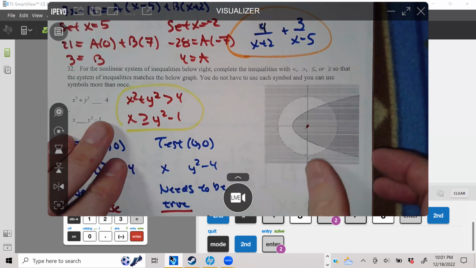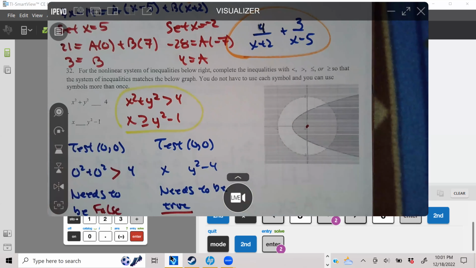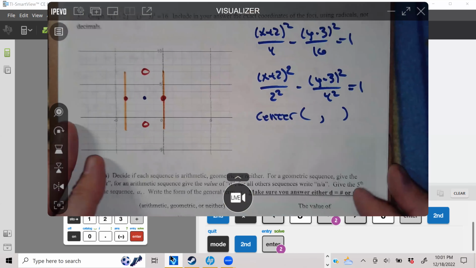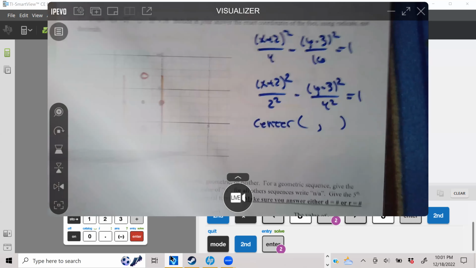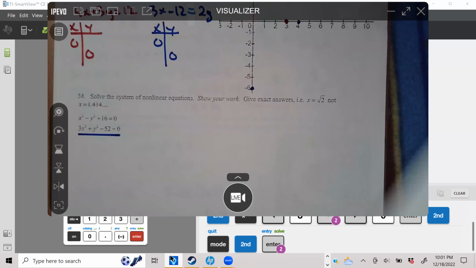Beautiful. Let's keep rolling. Problem number 37. Actually, you know what? How about if I do this one? Let's go in order first.